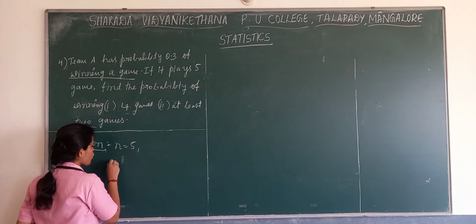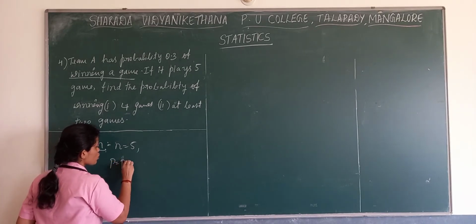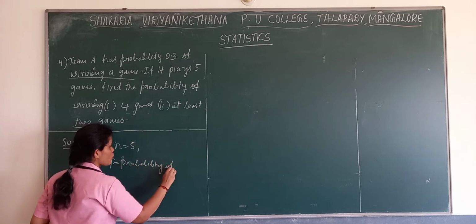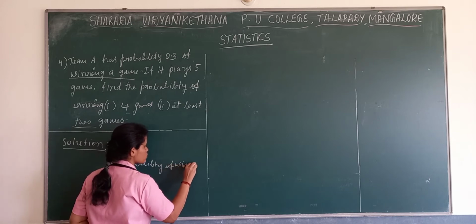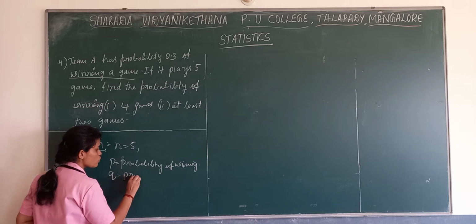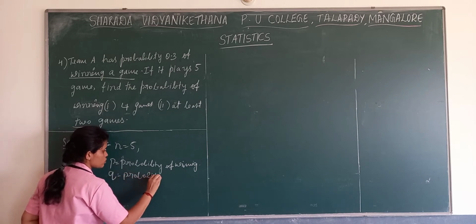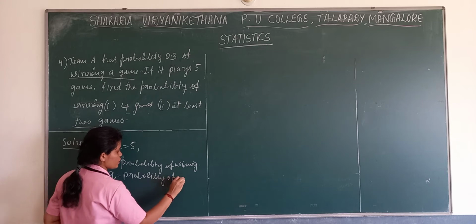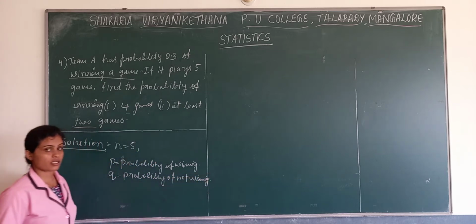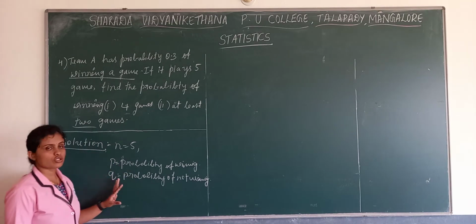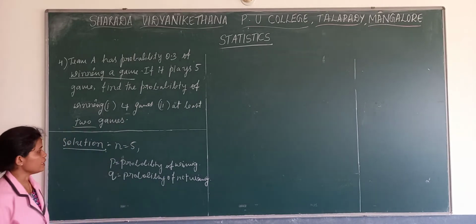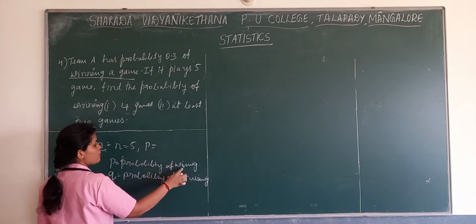So P is equal to the probability of winning, and then Q obviously is the probability of not winning. This I am writing for your understanding. It is not necessary to write this when you solve the problem, it is not necessary to write in the exam. Here P is the probability of winning.